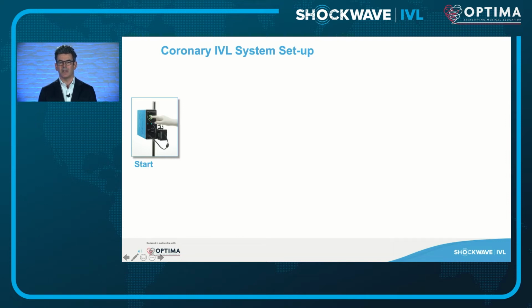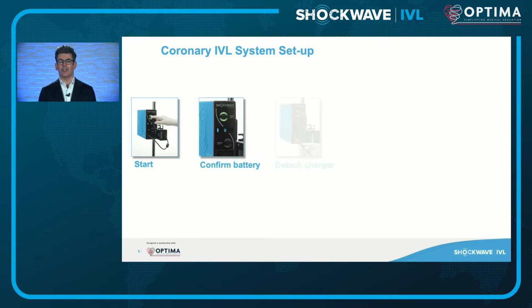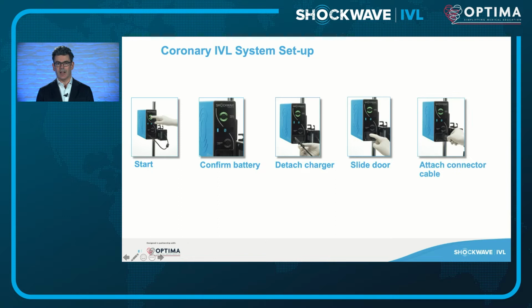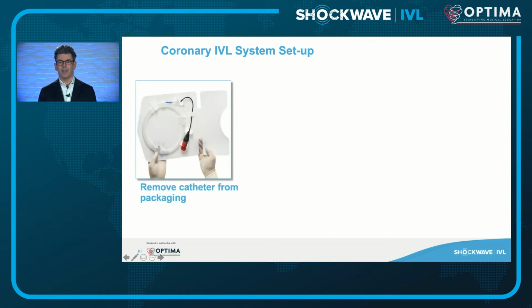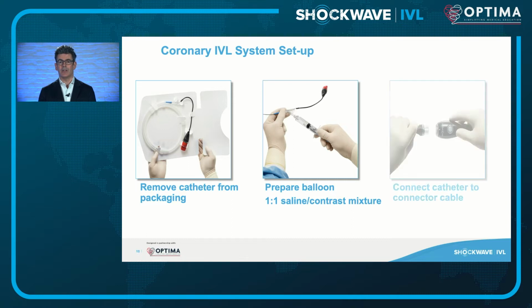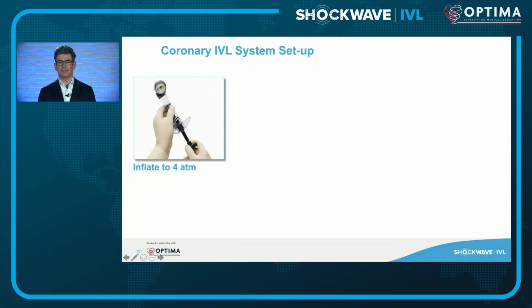The box sits in the cath lab on a movable trolley, positioned by the table. You confirm that the battery is charged, detach the charger, slide the door across, and insert the connector cable. With the catheter, simply remove it from the packaging, prepare the balloon with a one-to-one saline contrast mixture, and then connect the catheter to the connector cable.